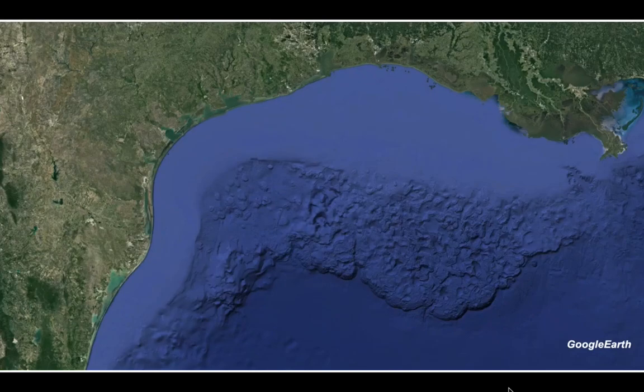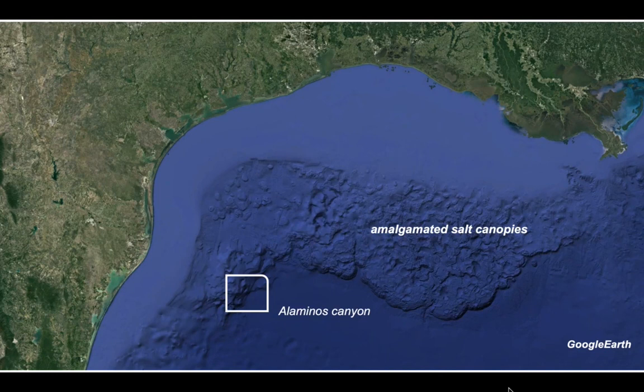Let's go and look at one of the frontiers for this type of work from the Gulf of Mexico. And it's this part of the world that's really been at the forefront of driving these technologies. Because just below the seabed, there's an amalgamated set of salt canopies that you can see in this really spectacular bathymetric map. And the economic targets are almost all below these canopies. Let's go and look at one example here from the Alaminos Canyon area.